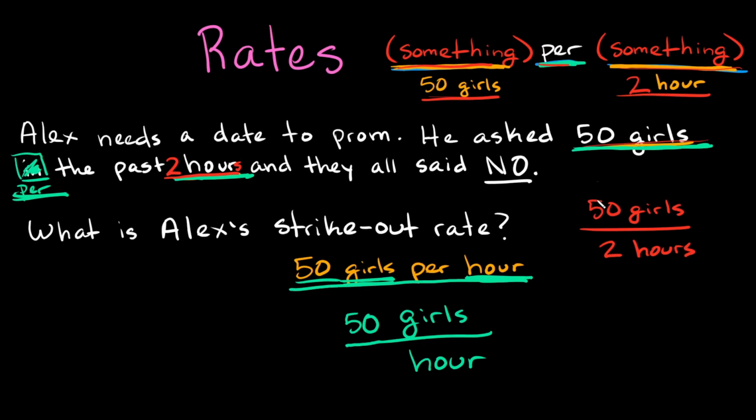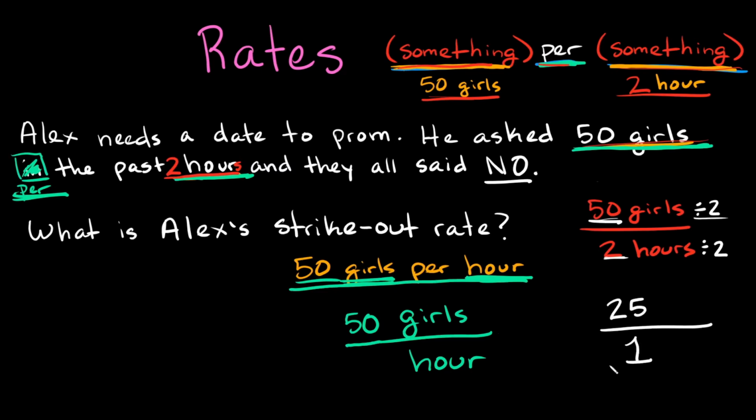But one thing I wanted to point out here is that we can actually reduce this fraction, okay, because both of these numbers are divisible by 2, right? So in order to reduce this, I'm going to divide by 2 on the top and divide by 2 on the bottom, okay? So what's 50 divided by 2? Well, that's 25, okay? And that's going to go over 2 divided by 2, which is just 1.